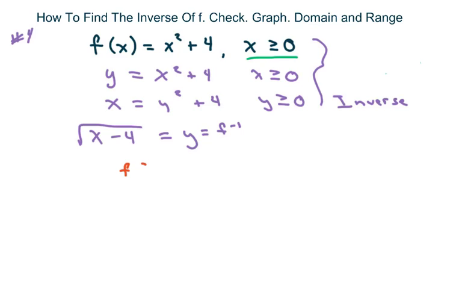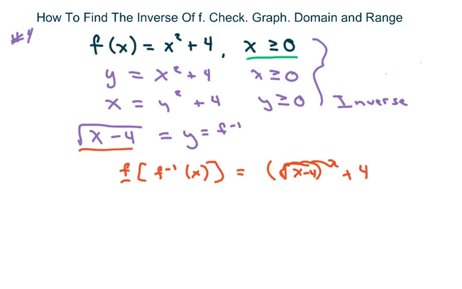Now let's check. We check with f composed with f inverse. So we want to do f and write down f first. And I'm going to plug in the inverse. This all cancels out. So we have x minus 4 plus 4. That equals x. All right, and we also have to do the other way, f inverse with f.